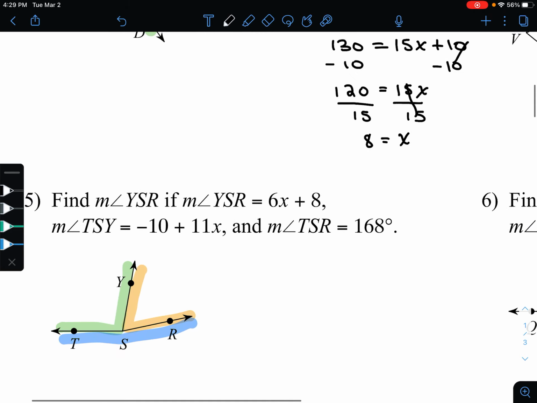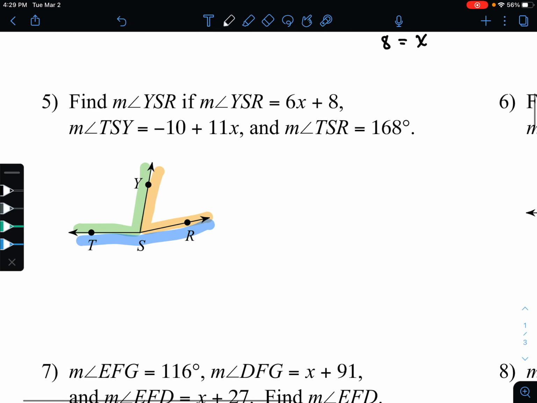Let's try one more. Right here, it's actually asking us in this case to find an angle at the end, so we're going to worry about that at the very end. Let's start off by labeling again. So YSR, I can see, is the angle that I highlighted in orange. So I'm going to put it right here, 6x plus 8, that's YSR.